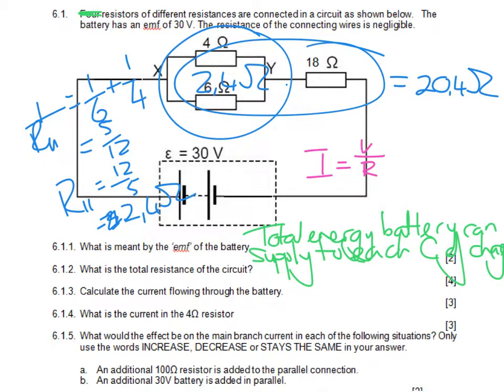There's no internal resistance in this particular circumstance, so it's 30 divided by 20,4, and that's going to be equal to 1,47 amps. What is the current in the 4 ohm resistor?